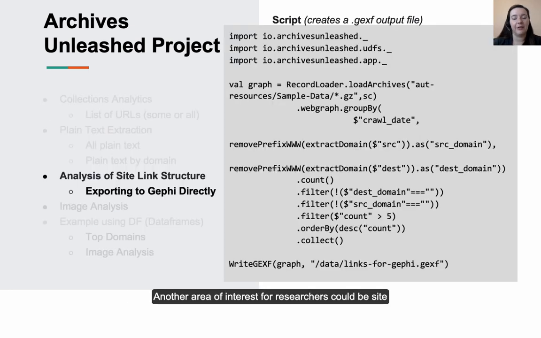Another area of interest for researchers could be site link structure. And this can be useful for understanding and exploring questions like, what websites were the most linked to? What websites had the most outbound links? What are some of the paths that can be taken throughout the network to connect to pages? And even what communities existed within the link structure.